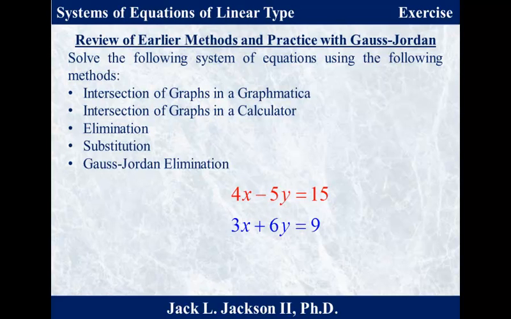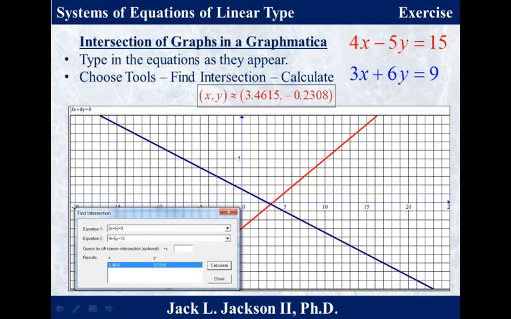Pause now. So here in Graphmatica, in the little box up here, I just typed these in just like they look. The first I typed in 4x minus 5y equals 15. Enter, and that gave me the red equation. And then you can see where I typed it in here, 3x plus 6y equals 9.